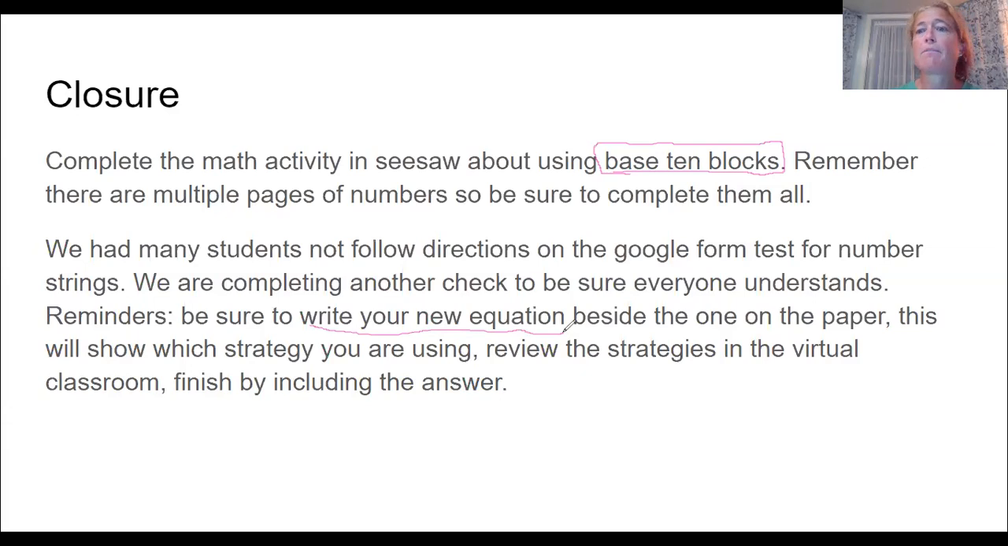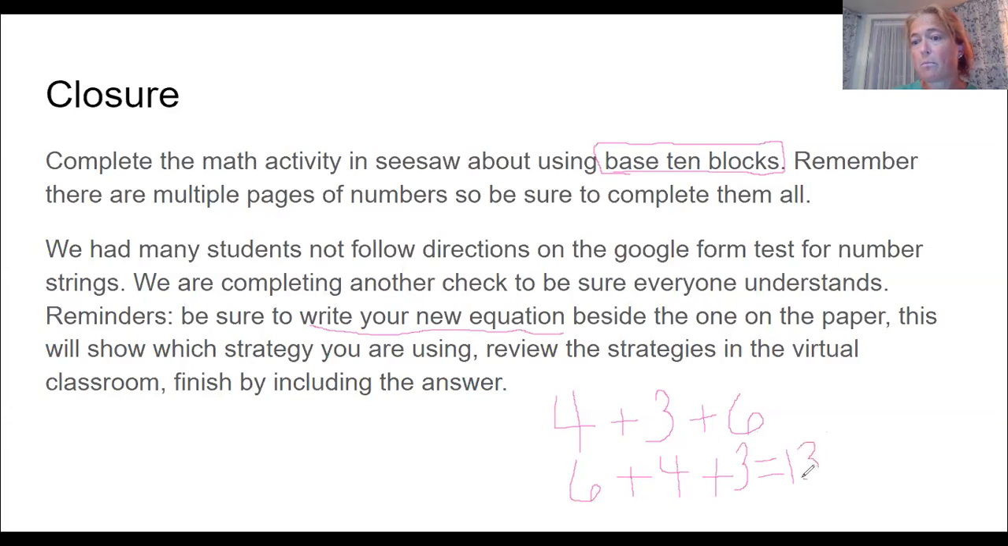So for example, if you're using, I'm sorry, not base 10, if you're using make a 10, then you would have to put the two numbers first in your equation that make a 10. So if my numbers are, say, 4 plus 3 plus 6, the equation you would put on your paper beside this one would be 6 plus 4, right? Because that makes a 10, plus 3 equals 13.